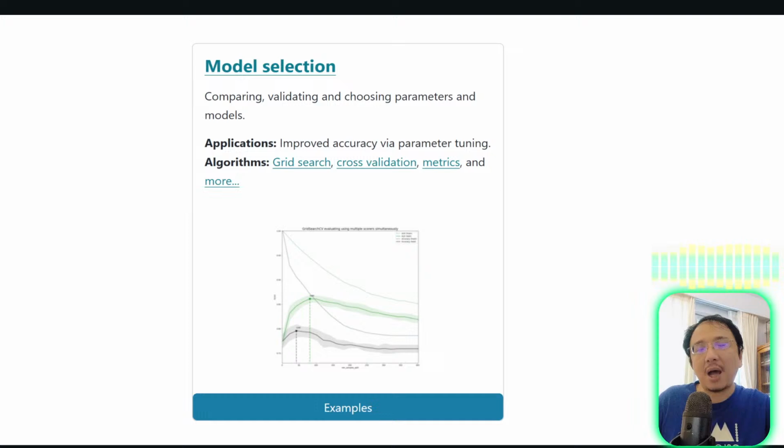Another typical type of problem is model selection. So how do we select the best model for the problem? Which model should we use? We're going to cover this a little bit in today's lecture, to select the best model for classification.